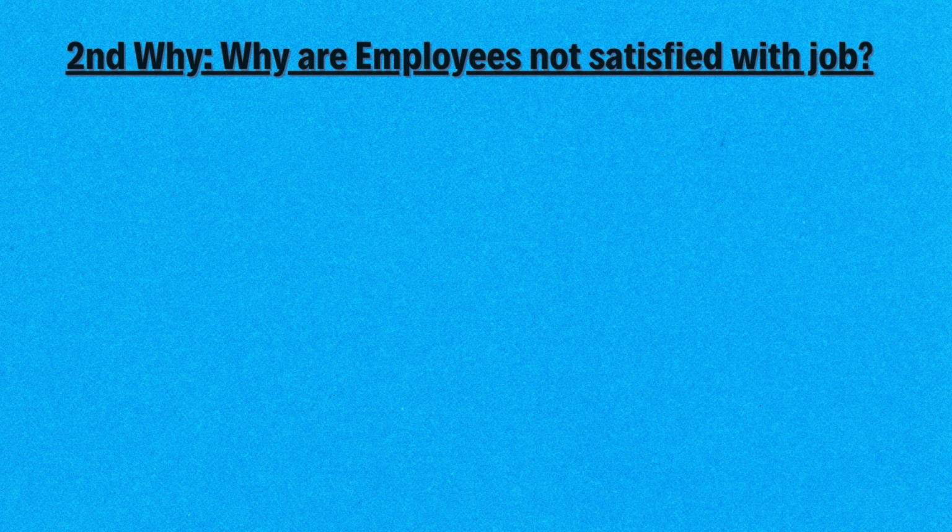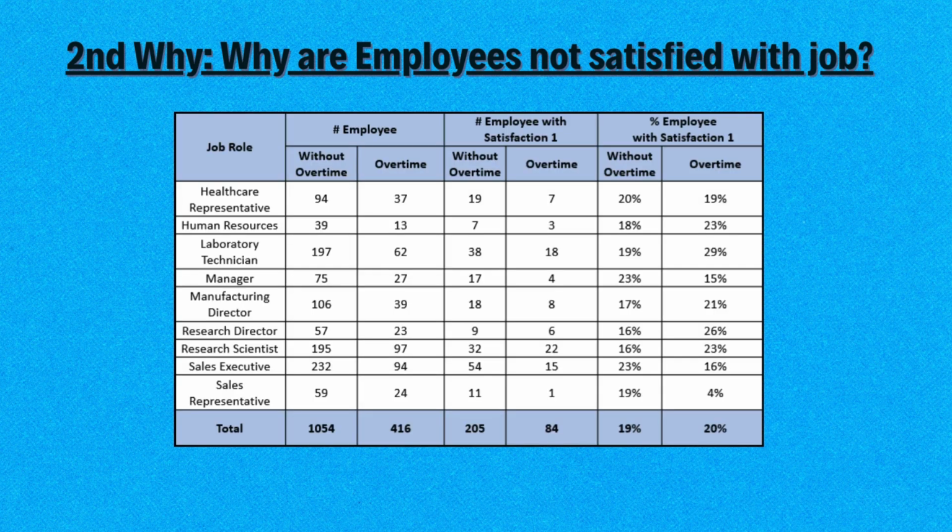We can further investigate by analyzing different job roles and overtime status using a 2x2 table analysis. The first two columns show a total of 1,470 employees, while the next two columns represent 289 employees with the lowest job satisfaction, rated 1. The final columns display the likelihood of low job satisfaction for each job role and overtime status. Notably, the highest percentage, 29% of low job satisfaction, comes from 62 lab technicians working overtime.